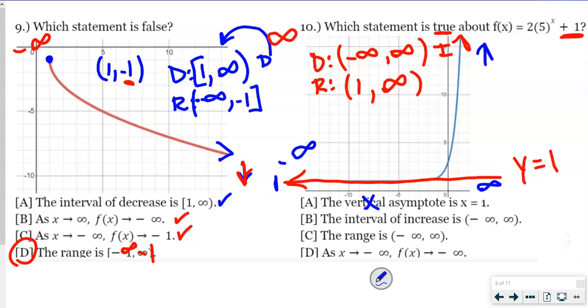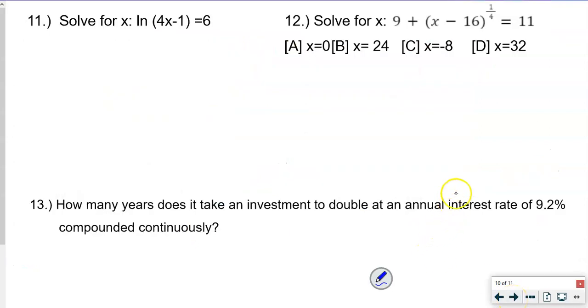So the interval of increase is from negative infinity to infinity. Yes, we did say it was increasing up here. Isn't that what we said? So that's true. And it said true statement, but let's keep going through the rest. The range is from negative infinity to infinity. No, we said it was from 1 to infinity, right? That should be a 1 there, not an infinity. And as we head left on the graph, what is the graph headed towards? It's headed towards that horizontal asymptote again, so that should be 1 right there as well, okay? So which of these was true? That was our B.